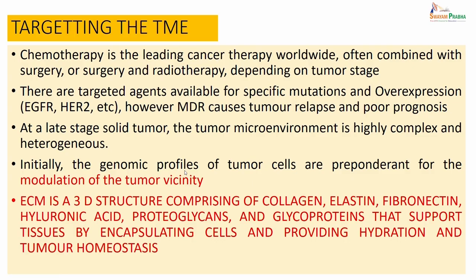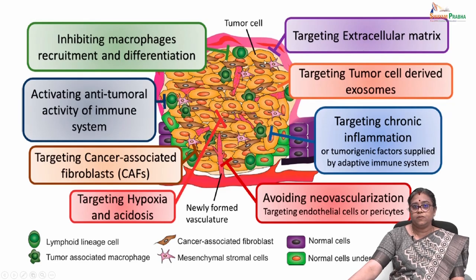As we all know, the ECM is basically a 3D structured component comprising collagen, elastin, fibronectin, hyaluronic acid, proteoglycans and glycoproteins that support the tissues by encapsulating the cells and providing hydration and tumor homeostasis. So the whole thing is in a 3D environment, and now we will see how to target each of these components. Now, this is a tumor cell.